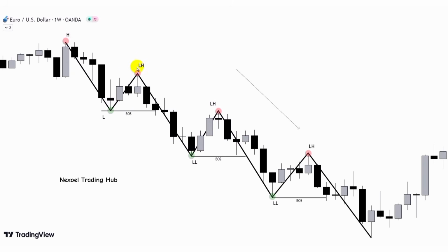We have the pullback, and price created this lower high because this high is lower than the previous high. And then price created a new lower low when the market pushed to the downside and took out this previous low. So this is a lower low because it is lower than the previous low point. This is how you identify the bearish market condition and also the bullish market condition.